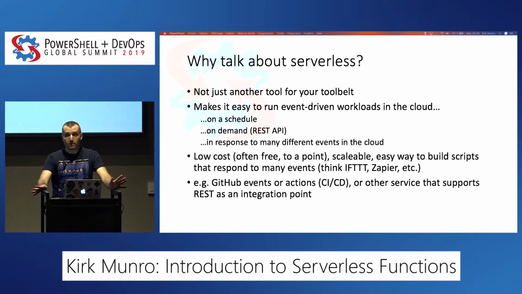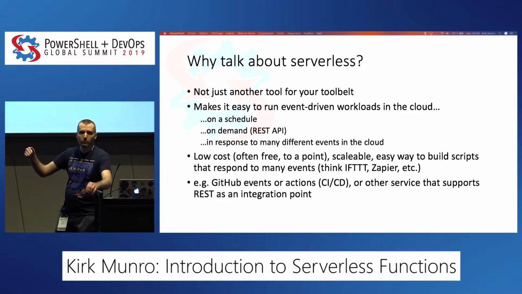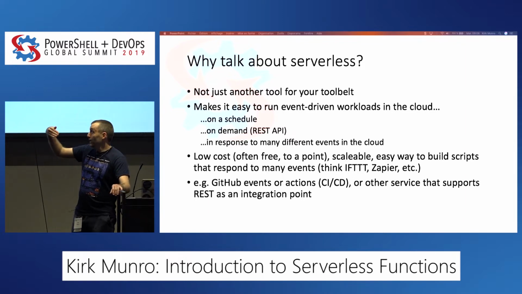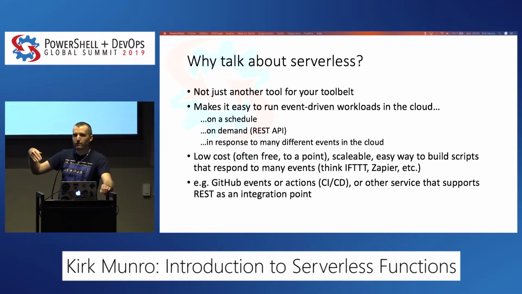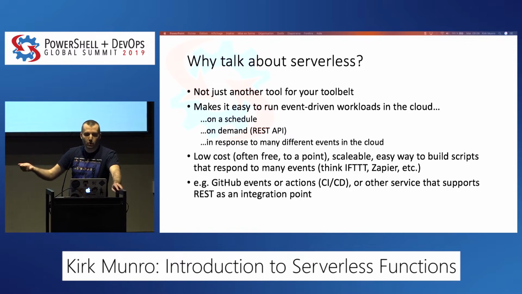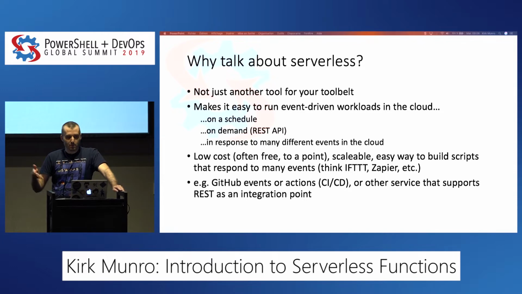The nice part about that is low cost, so it's often free to a point. But to a point is because the free solutions that are available have a threshold where all of a sudden they start costing money. But that threshold is fairly high. So for Azure functions, it's, I think, 1 million executions on the free tier before you start actually getting into cost. You can also buy into paid solutions because the paid solutions are more performant and give you some extra scalability capabilities that you don't get from the free tier. So they are scalable. It's a very easy way to build scripts that respond to events.